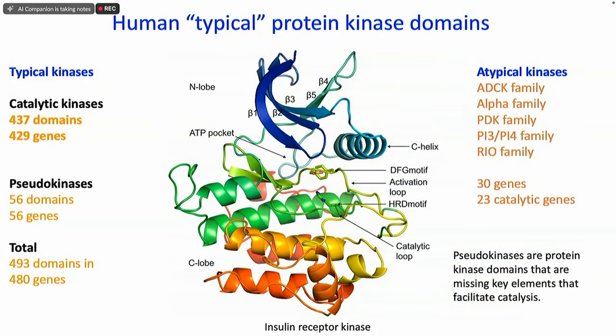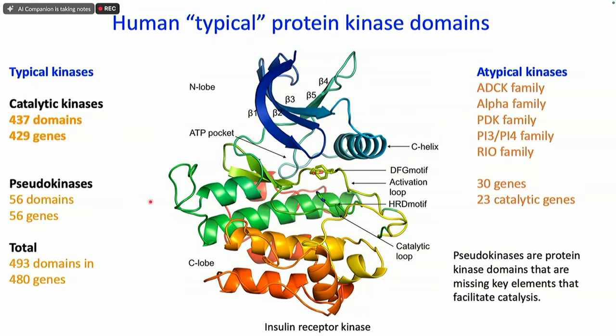So humans have, let me use the laser pointer, there we go, 493 of these domains in 480 different genes. So some of the genes have 2 of these kinds of domains. But we can divide these 493 domains into catalytic domains, ones that actually catalyze phosphorylation, and pseudokinases which do not catalyze, they're sort of dead as kinases. So there are 56 of those for a total of 493.